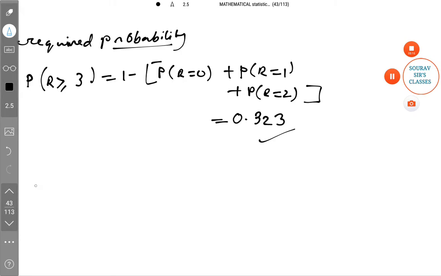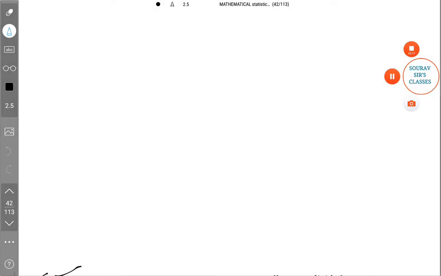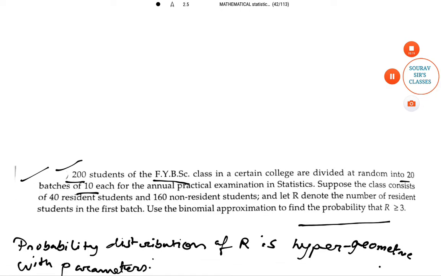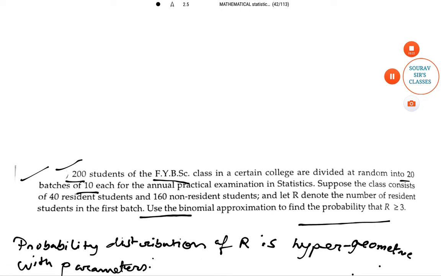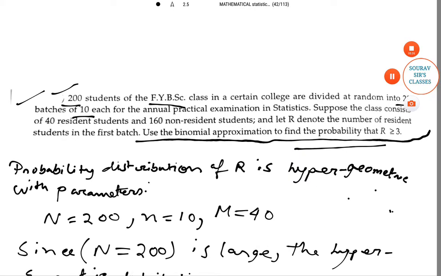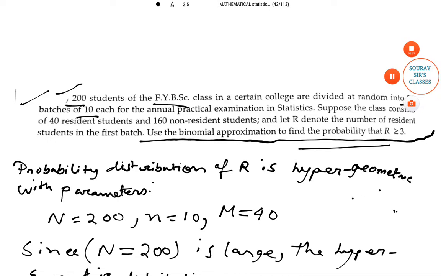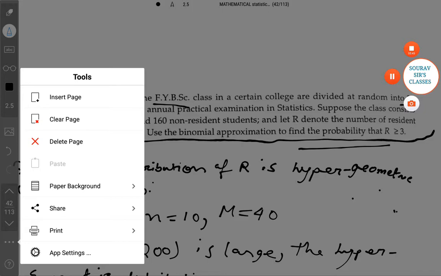So now we'll go to the question again. We had to use the binomial approximation to find the probability that R is greater than or equal to 3. So we have done this. I could not get into the nitty-gritties of this question, I have just solved it. This kind of question is needed for M.Stat, B.Stat, math, economics and statistics kind of questions.